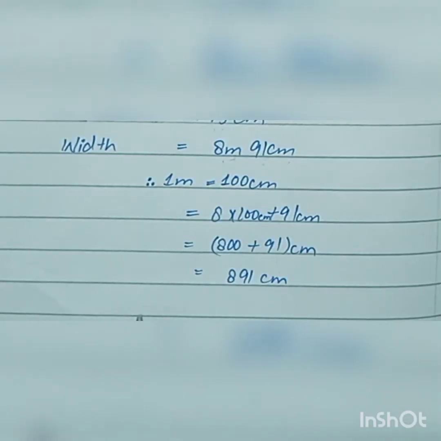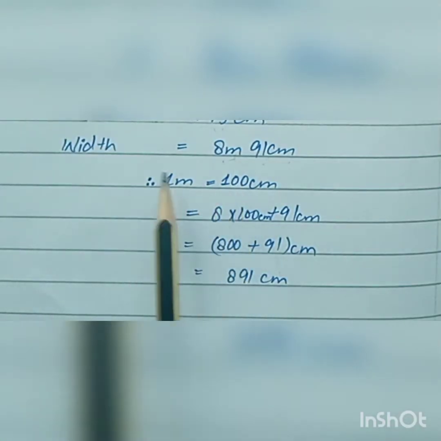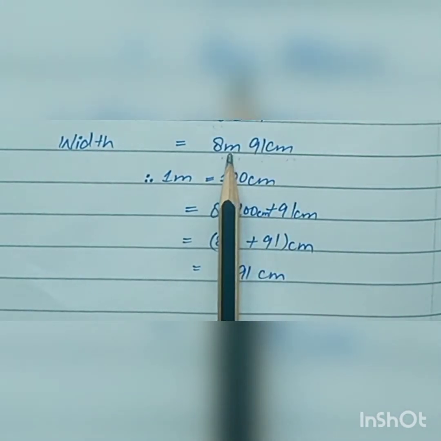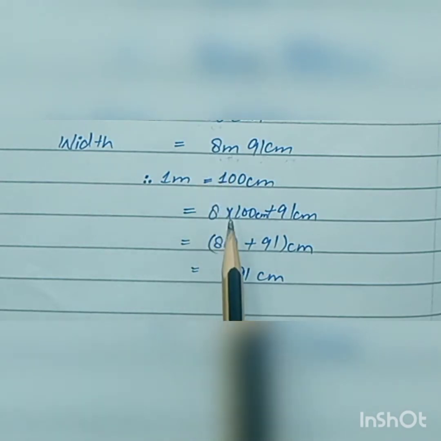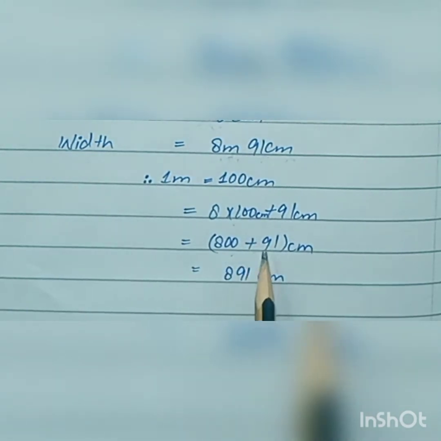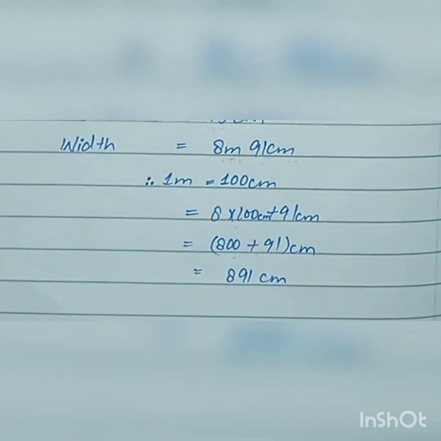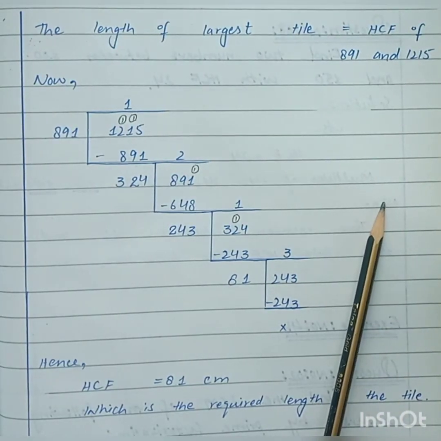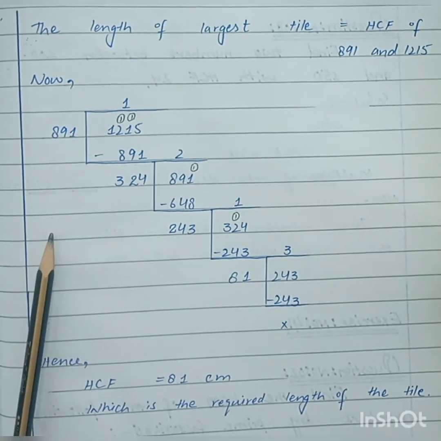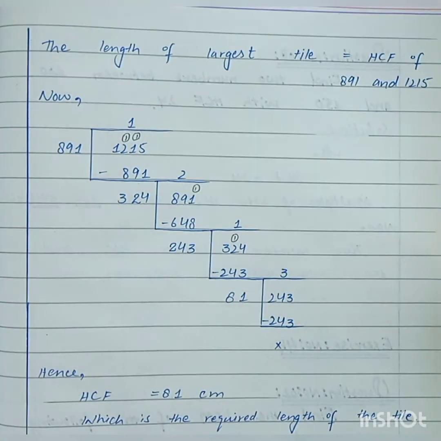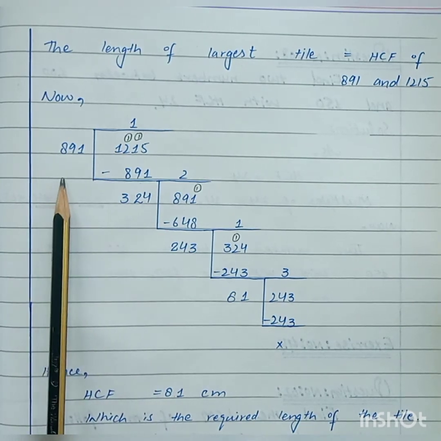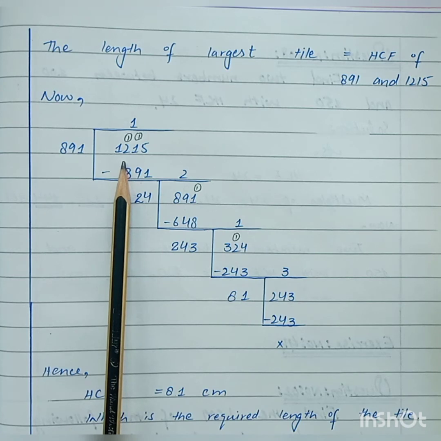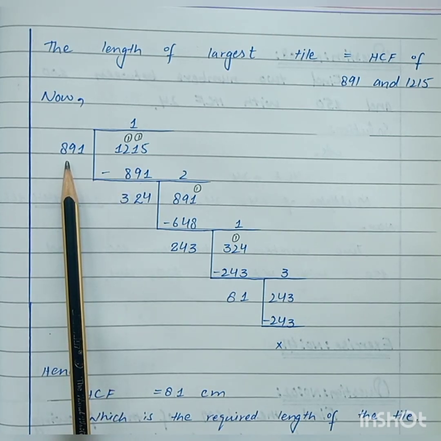Follow the above solution to find the width of the room in centimeters, where the width of the room is 8 meter and 91 centimeter. 8 meter is equal to 8 into 100, and 800 plus 91 is equal to 891. When you find the HCF of 891 and 1215, then you will get the length of the largest tile. Next, find the HCF of the given two numbers 891 and 1215, where 1215 is the greatest value, so take it inside of the bracket, and 891 outside of the bracket.